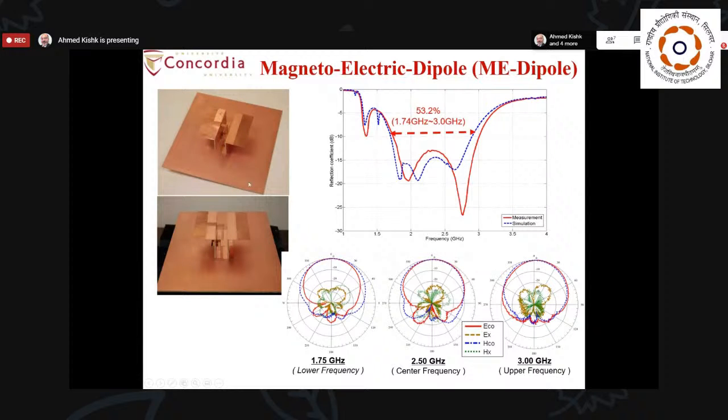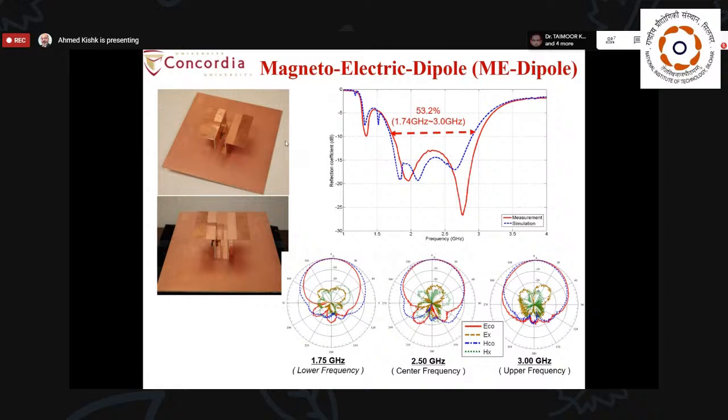Here is one element, we call it the magnetoelectric dipole. This was first designed at City University by Professor Luk, and it is just a combination of an electric dipole and a magnetic dipole. But how can we emulate the electric and the magnetic dipole? If you are all familiar with the Huygens source, Huygens sources can give you very nice radiation characteristics.